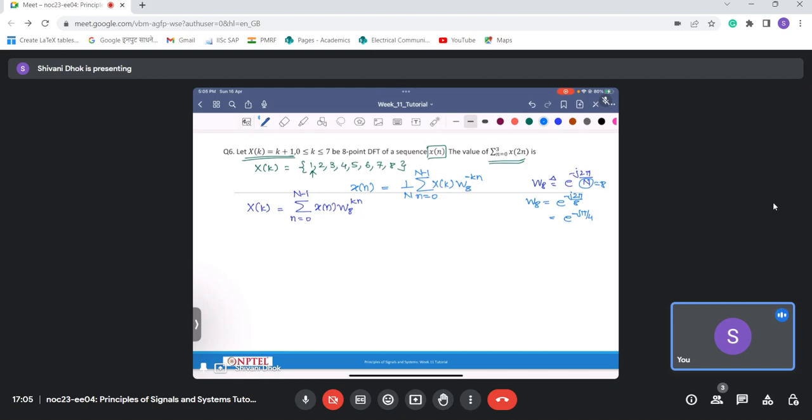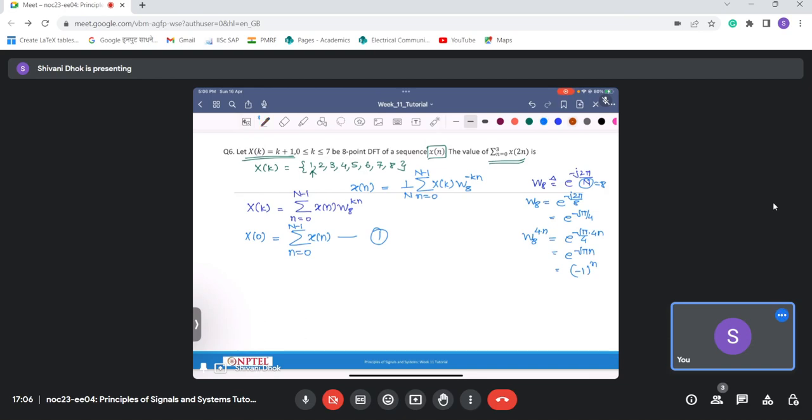Now let us consider x0. So if I do that, this k value here is equal to 0, so w8 to the power 0 will be equal to 1. So this I can write as summation n equal to 0 to n minus 1 xn. This is the first equation that I have. Now look at this factor w8 to the power 4 into n. So this I can write as e power minus j pi by 4 into 4n, which is equal to e power minus j pi n, which is equal to minus 1 to the power n.